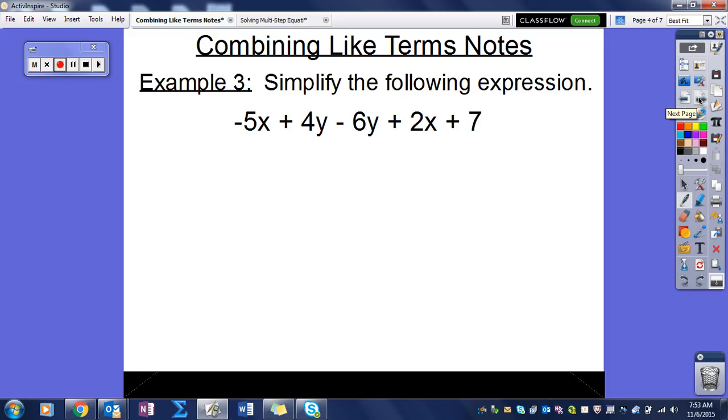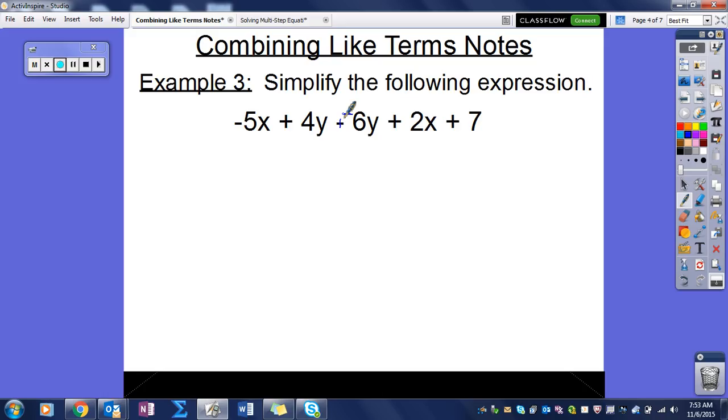Example 3, simplify the following expression. So again, let's check for subtraction. No subtraction sign in that problem. There is a subtraction sign here, so I keep 4y the same. I change subtraction to addition. I change 6y to negative 6y.